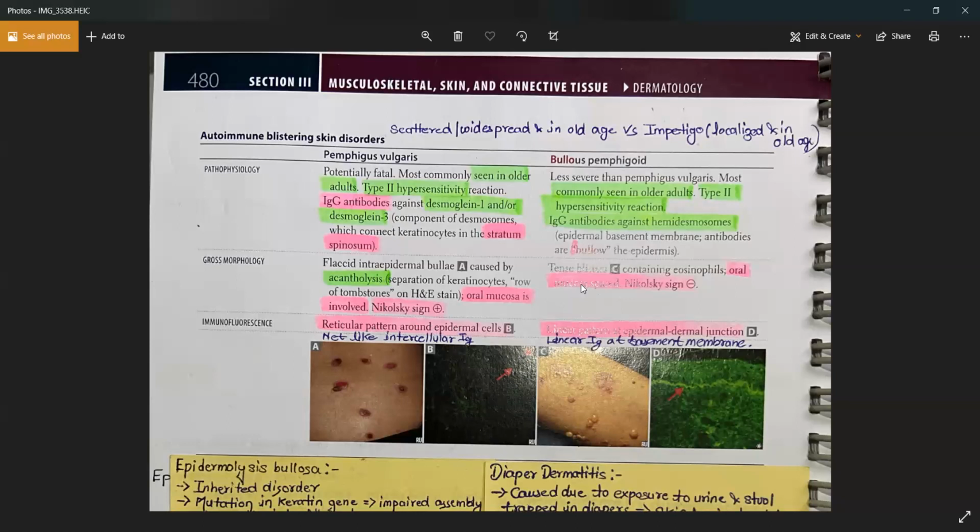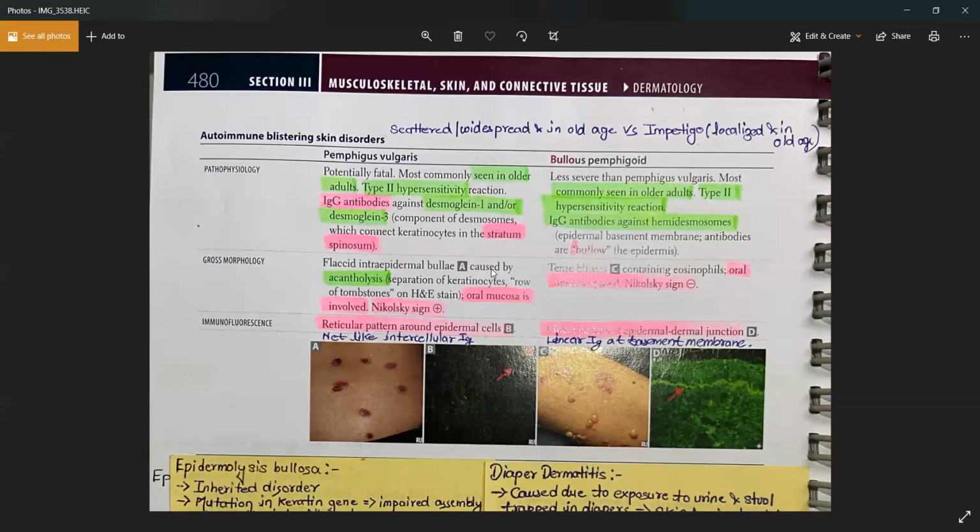In case of bullous pemphigoid, you will have a linear deposition of the antibodies at the dermoepidermal junction, which means at the location where the basal cell layer attaches to the dermis, on the basement membrane, right? This is bullous pemphigoid. And please note, unlike pemphigus vulgaris, bullous pemphigoid does not have a positive Nikolsky sign.